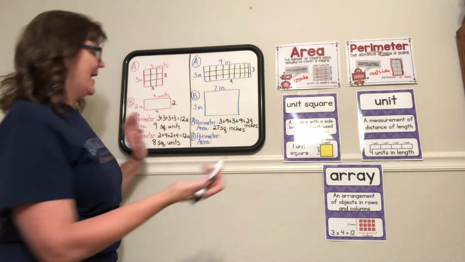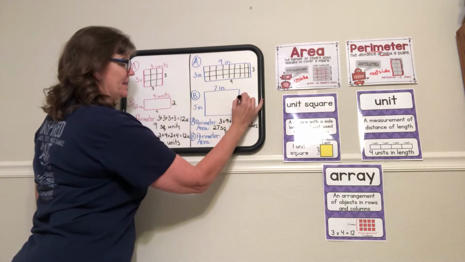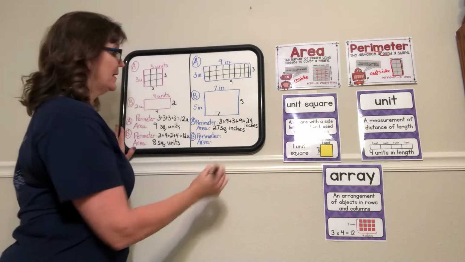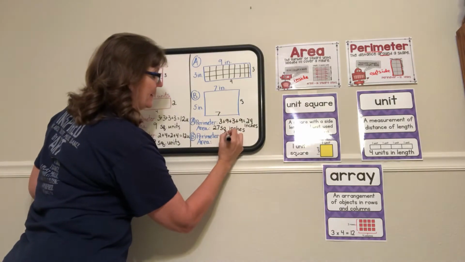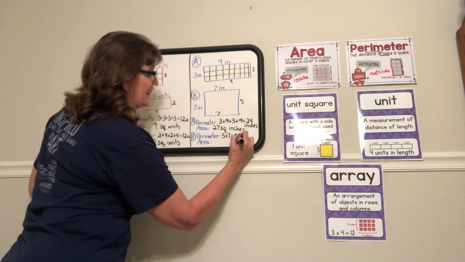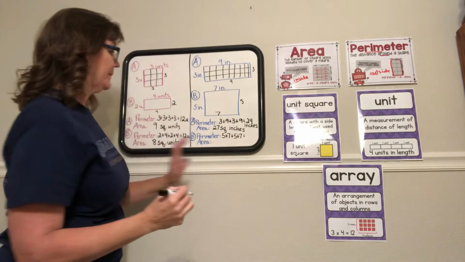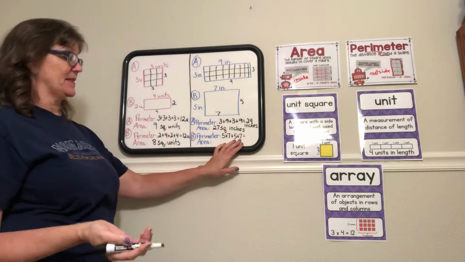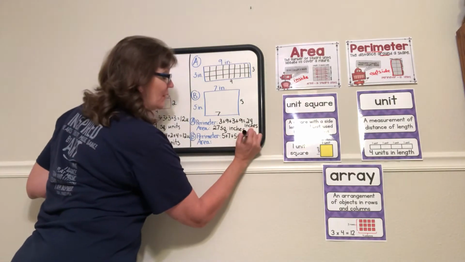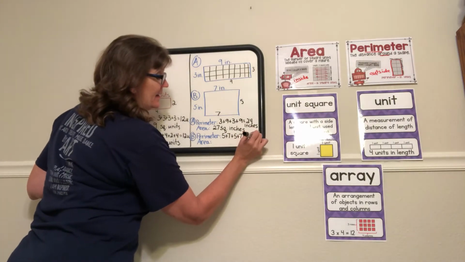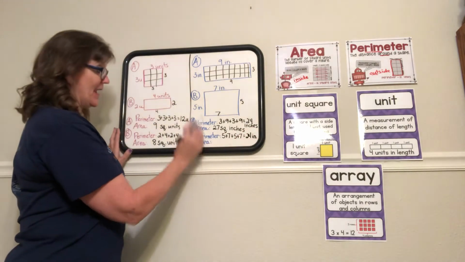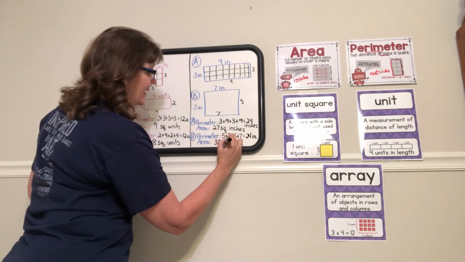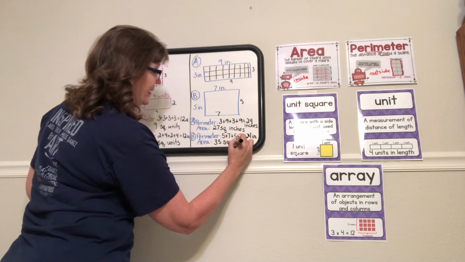Okay? Now for shape B. The perimeter, I add. If this side is 5, this side is 5. If the top is 7, then the bottom is 7. So now I'm going to add them all up. 5 plus 7 plus 5 plus 7. 5 plus 7 is 12. Another 5 plus 7 is 12. 12 plus 12 is 24 inches. To find the area, I multiply. 5 times 7 is 35 square inches.